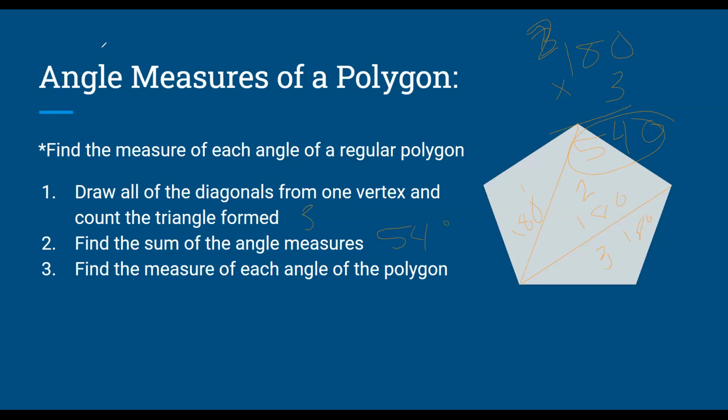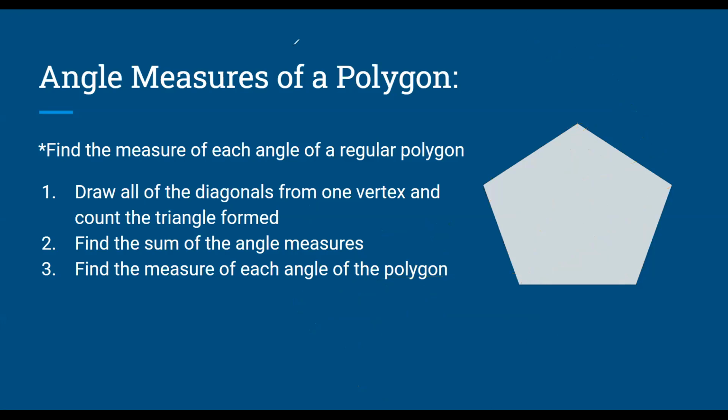And then I have 5 angles, so 1, 2, 3, 4, 5, because it's a pentagon. So I'm going to take 540 and divide it by the 5 angles, and then I get 5 goes into 5 one time, and then I'm just going to look at this, and I know that 5 goes into 4 0 times, and then 5 is going to go into 48 times. So each one of these angles is going to be 108 degrees.